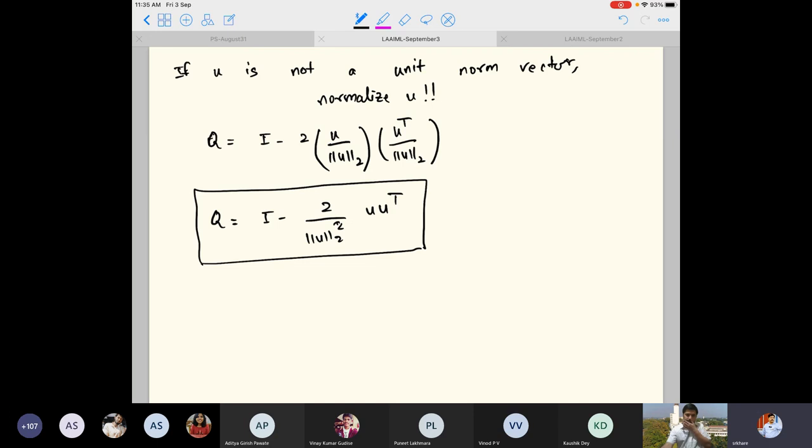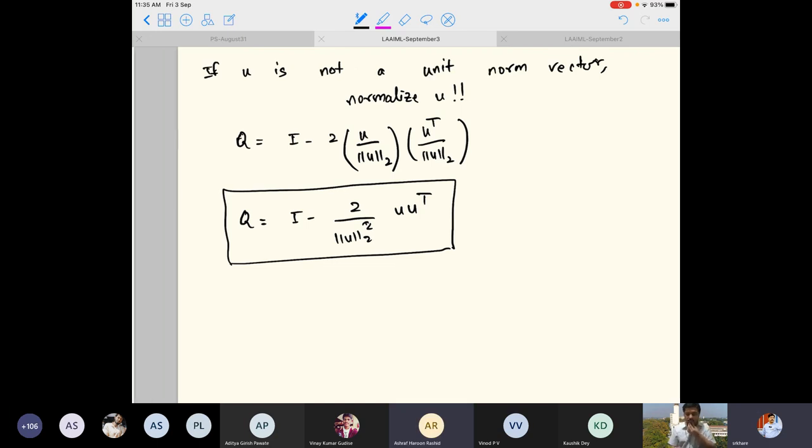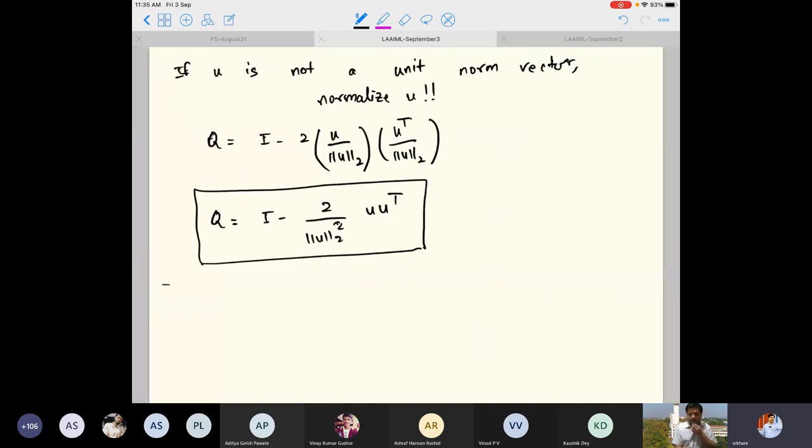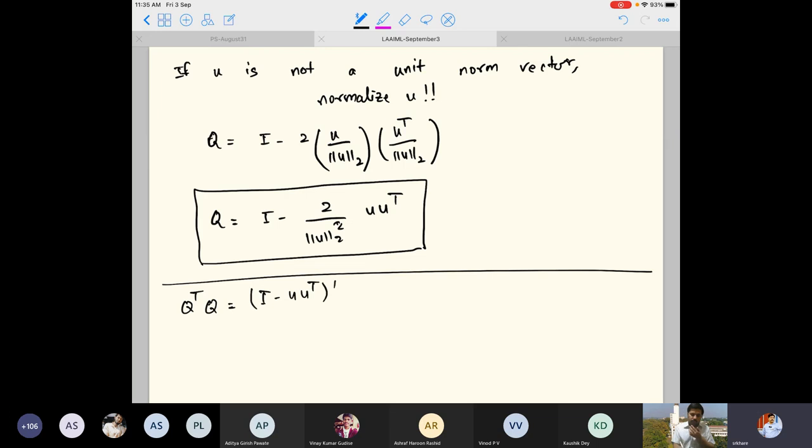Sir, why did we normalize the vector u? The reason for normalizing is orthogonality. For example, you want to check whether Q is orthogonal or not. So Q transpose is its inverse, right? If you take Q transpose Q, you have (I minus UU transpose) into (I minus UU transpose), right? And if you do not have U to be norm 1, you will not get the identity matrix here.